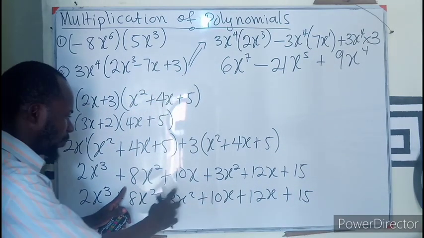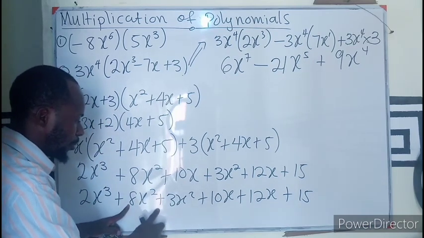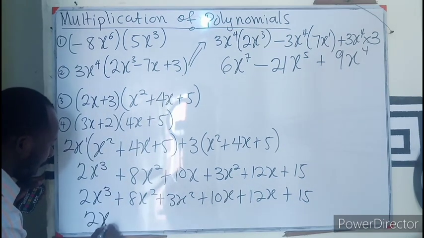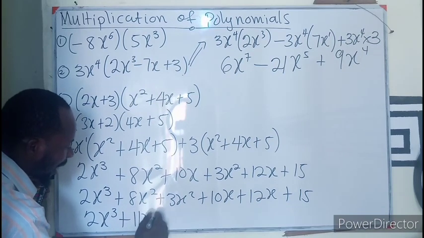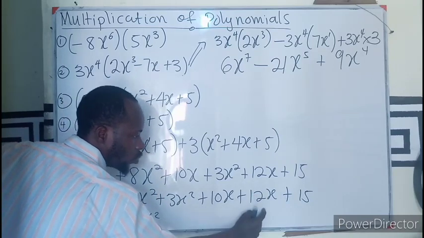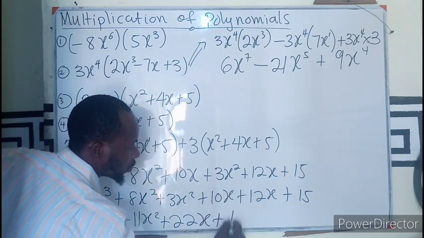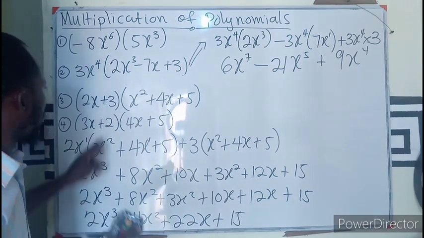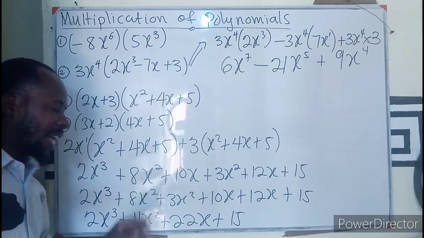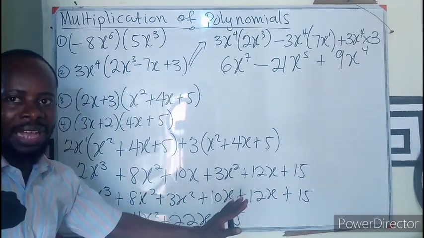So fast forward, we are aware that we can easily factorize x squared out to be left with what? 8 plus 3, which will be 11. Multiplying the x squared. So 2x to the power 3 plus 11x squared. If you factorize your x out, you'll be left with 10 plus 12. And I believe that will be 22. Then your x will come plus what? 15. So in this multiplication, our final answer will be 2x cubed plus 11x squared plus 22x plus what? 15 as the final answer.